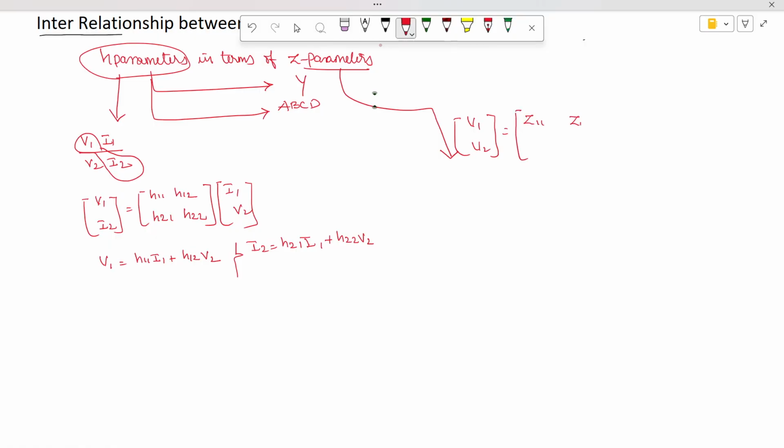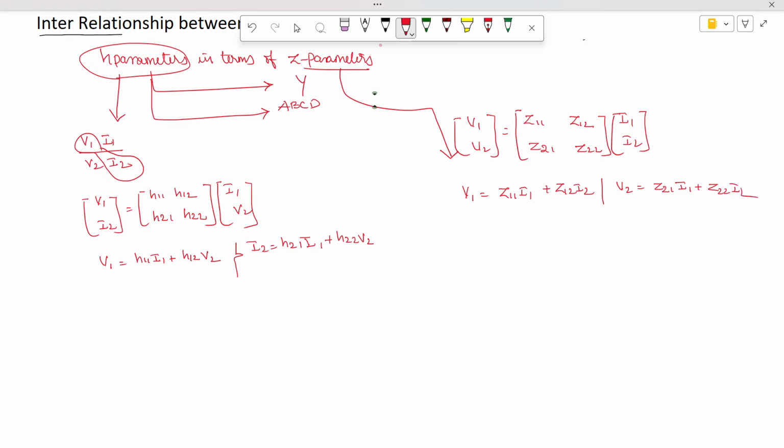And the Z parameters mean V1, V2 is equal to the matrix Z11, Z12, Z21, Z22 times I1, I2. Therefore V1 is equal to Z11 I1 plus Z12 I2 is one equation. V2 is equal to Z21 I1 plus Z22 I2.